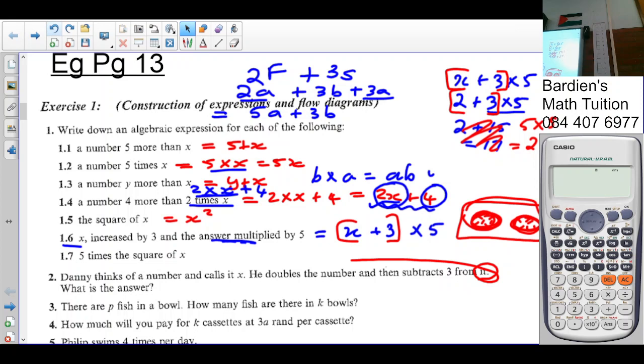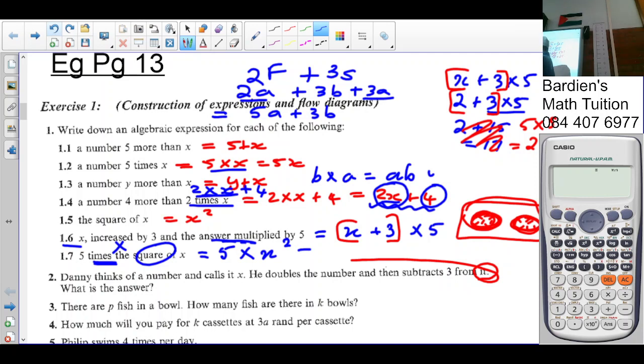Right. 1.7. 5 times the square of x. 5 times the square of x. So what do we do for times? Multiply. So that will be simply 5 multiplied by the square of x. So it's going to be x squared. And what is 5 times x squared? You guys understand? Yes. Who doesn't understand?